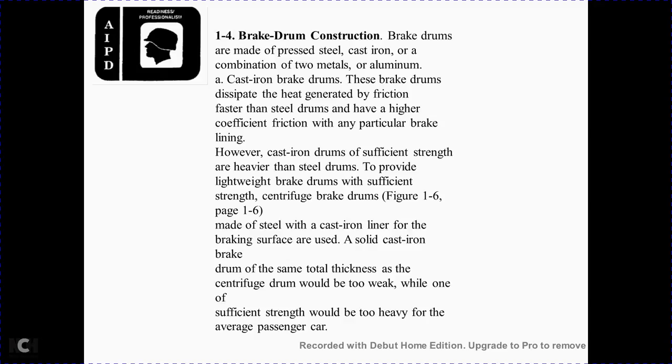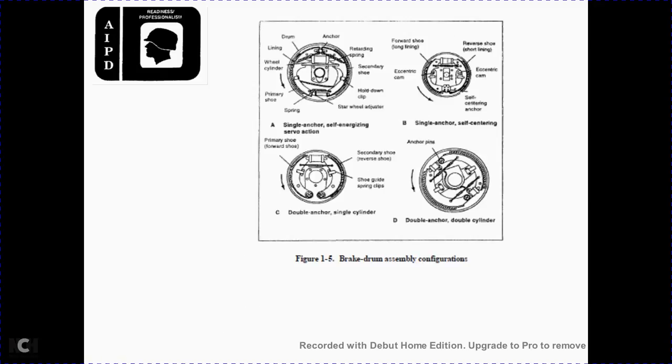a cast iron liner forming the braking surface. A solid cast iron brake drum of the same total thickness would be weak, while one of sufficient strength would be too heavy for the average passenger car.